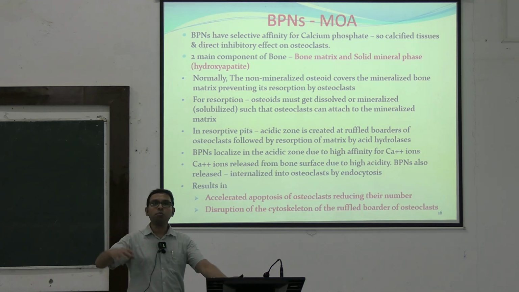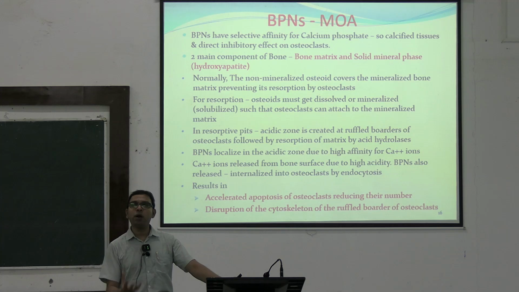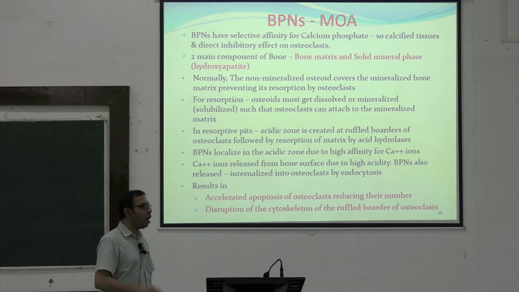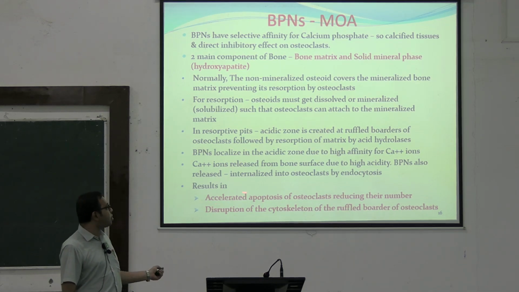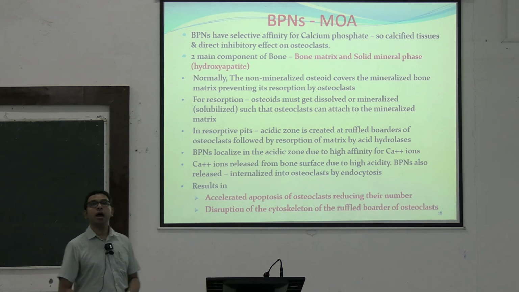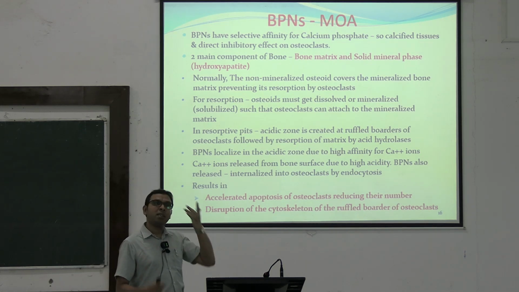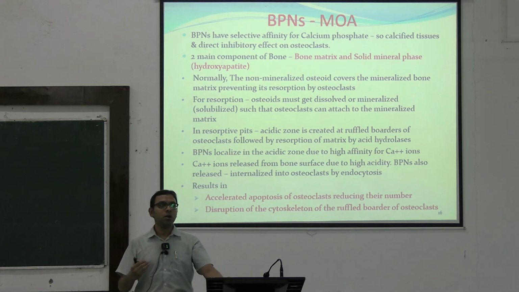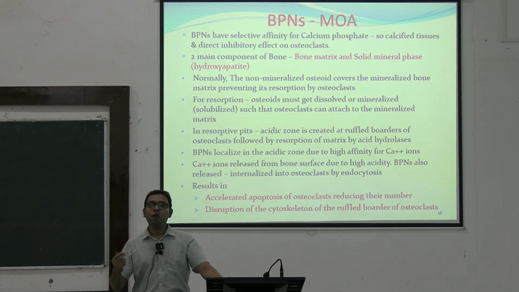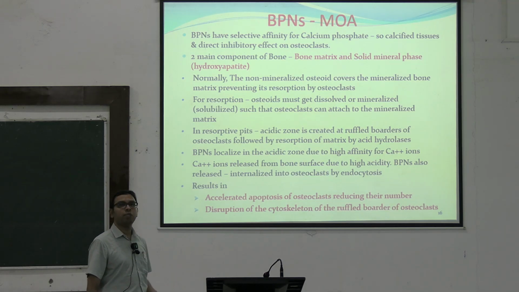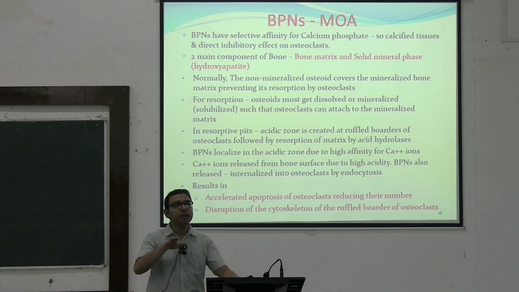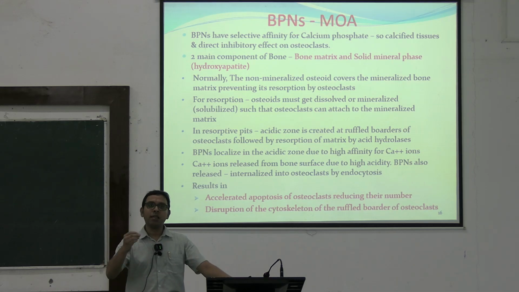So more and more bisphosphonates are internalized within these osteoclast cells that are on the verge of causing resorption of the bones when we are giving this bisphosphonate. So ultimately that results in accelerated apoptosis of the osteoclasts, reducing their numbers. So there will be fewer osteoclast cells for resorption of the bones, and also disruption of the cytoskeleton of the ruffled border of the osteoclast, because this ruffled border is needed for their attachment in the acidic pit with the mineralized matrix of the bones.